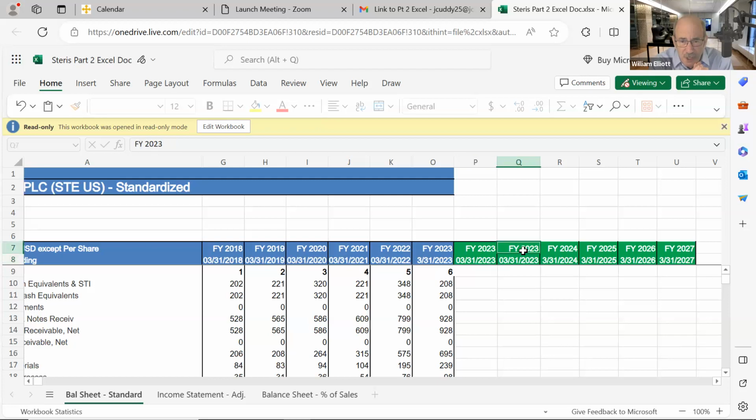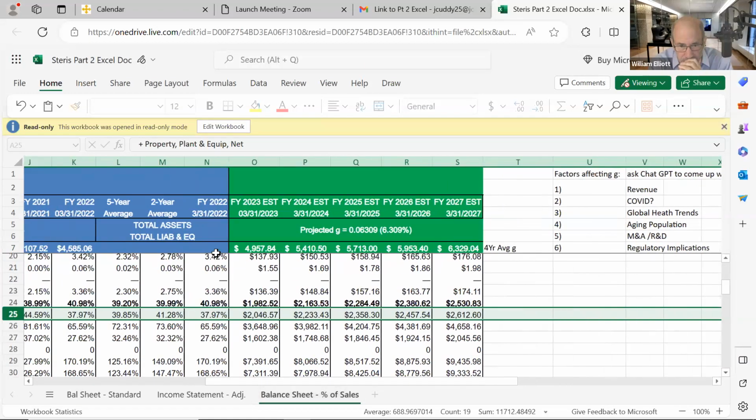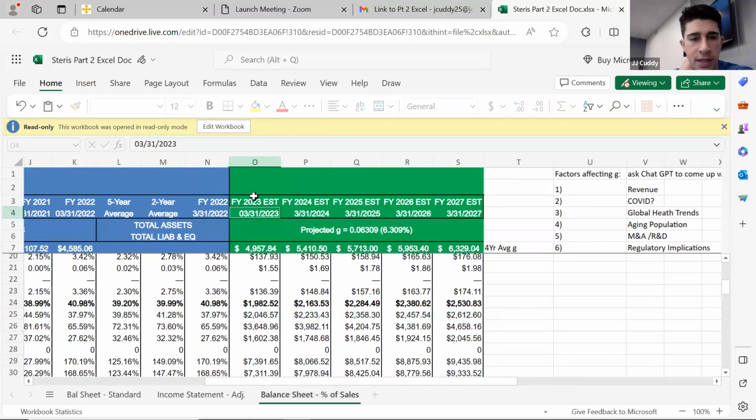Let's see, I think that's 2020. We have 2023 twice, which shouldn't be. Yeah, right. On this one, let's see, is this correct? 23, 24, 25.